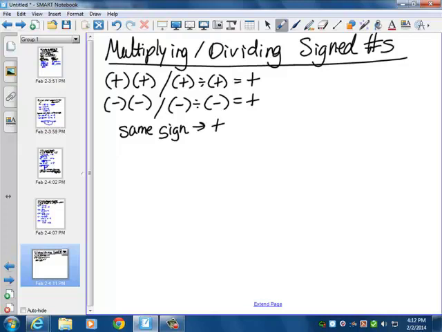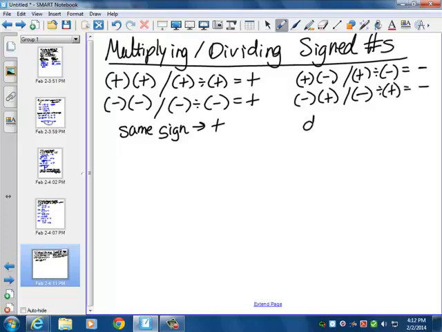Now, if they're different signs, so if we have a positive times a negative, or a positive divided by a negative, it's always going to be negative. Okay, same thing if I just switch around the order, a negative times a positive, or a negative divided by a positive, it's going to be negative. So different signs means that our answer is going to be negative.